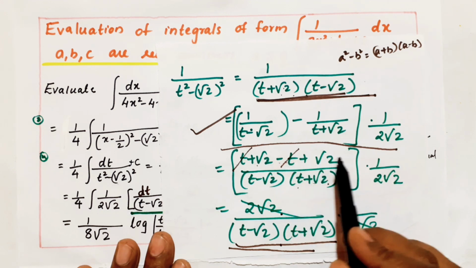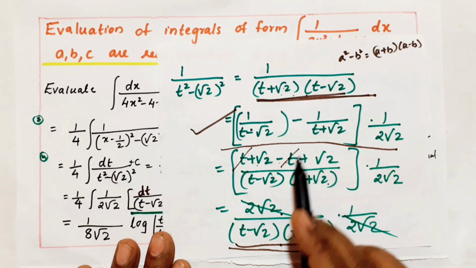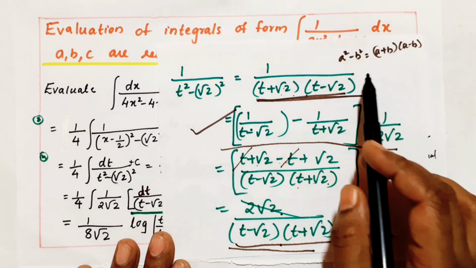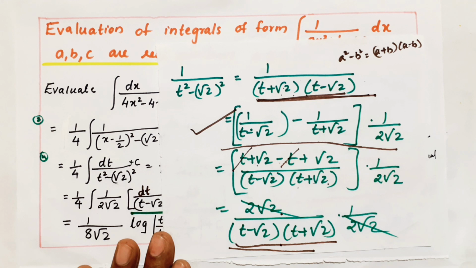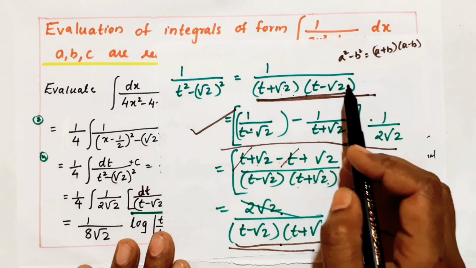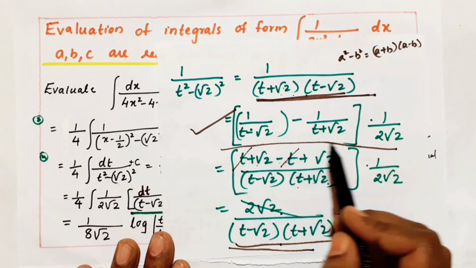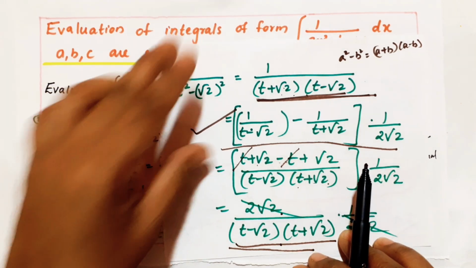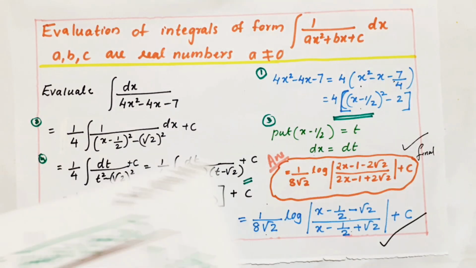This minus multiplying inside, it becomes plus. T gets cancelled. So I get 2 root 2 by t minus root 2 into t plus root 2 into 1 by 2 root 2. 2 root 2, 2 root 2 cancel. So this term is similar to the first term. So I understood that this term I can write in this form also. So that is our next step. Okay, that next step, how we are doing, you check it.